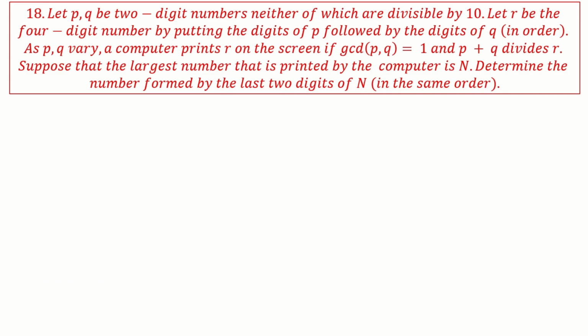Let P, Q be two digit numbers, neither of which are divisible by 10. P and Q both are not divisible by 10. Let R be the 4-digit number formed by putting the digits of P followed by digits of Q in the same order. As p, q vary, a computer prints r on the screen if GCD of p, q equal to 1 and p plus q divides r. Suppose that the largest number that is printed by the computer is n. Determine the number formed by the last two digits of n. So let's see how to solve this.